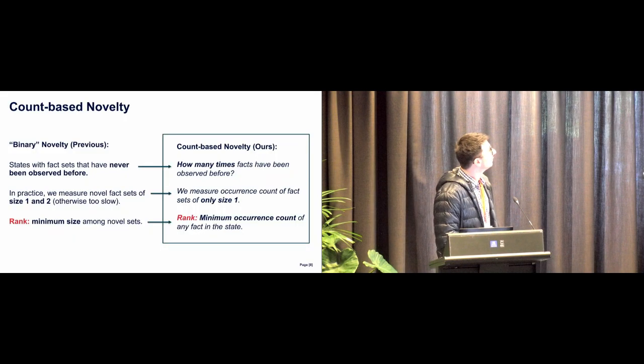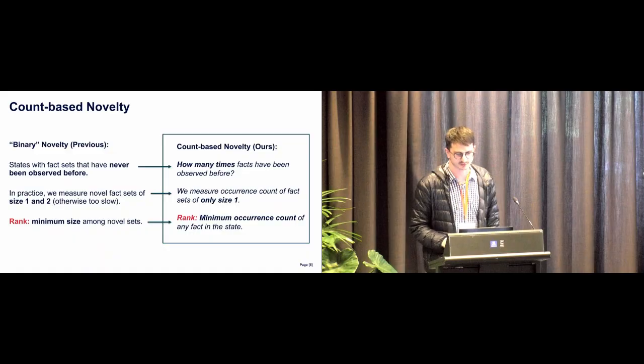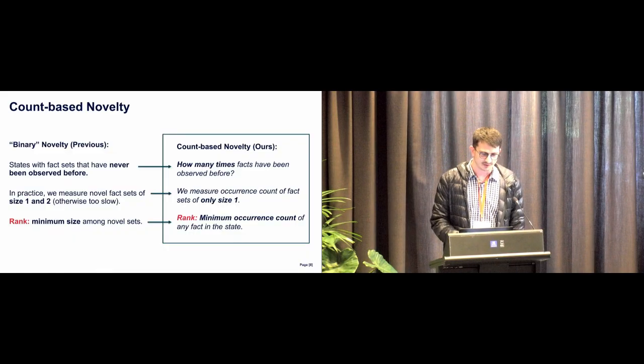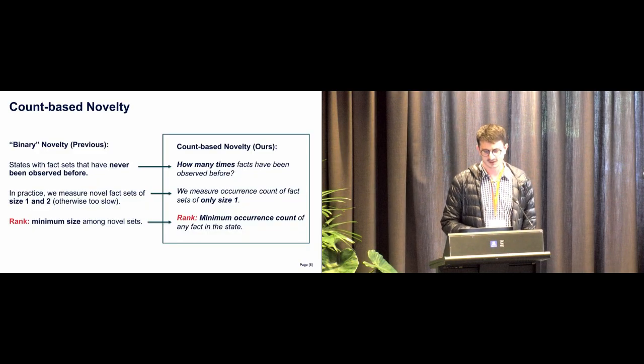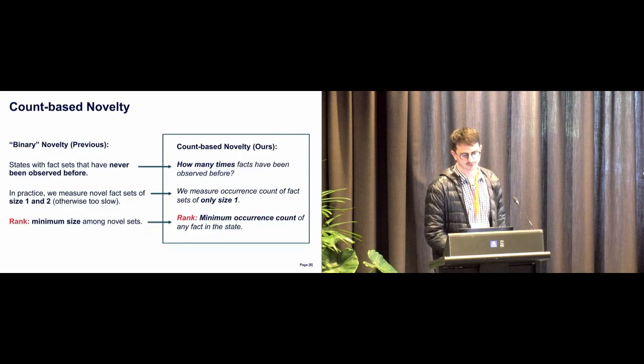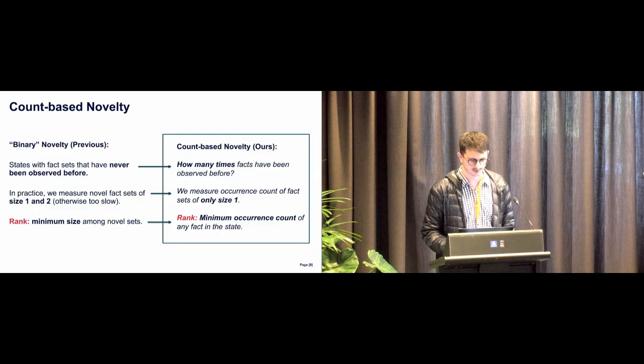So binary novelty is what I explained earlier, which is the previous technique. The main changes are: rather than looking at facts that have never been observed before, we look at how many times the fact has been observed before. Rather than looking at sets of size 1 and 2, we only look at sets of size 1, so the occurrence of individual facts. And we rank the count-based novelty of the state not on the minimum size among novel sets, but on the minimum current counts of individual facts in the state.